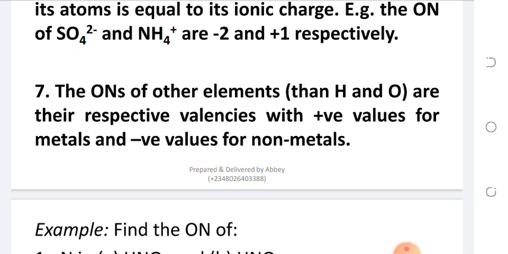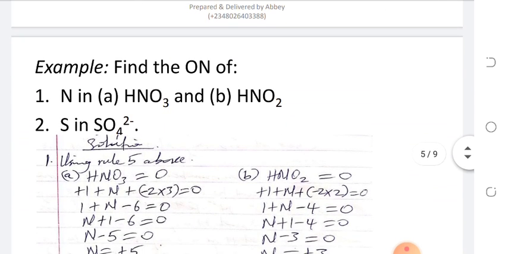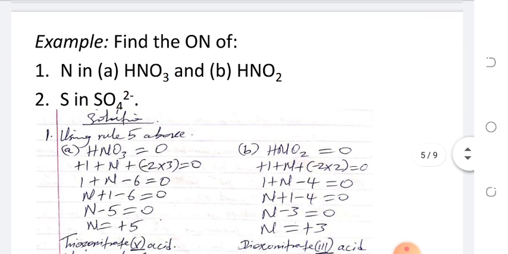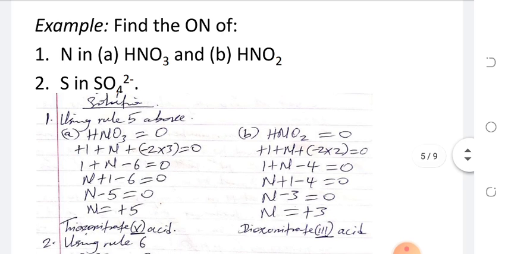Now let's look at one or two examples to buttress our points on oxidation number. The example here says find the oxidation number of number 1, nitrogen in HNO3 and also nitrogen in HNO2. Then in number 2, we are finding the oxidation number of sulfur in SO4 2-. Now I'm going to the solution to these questions.